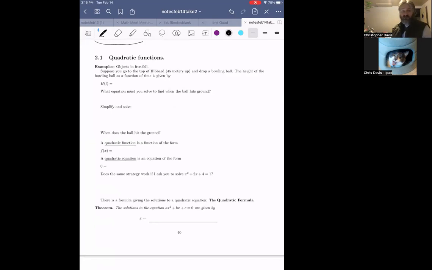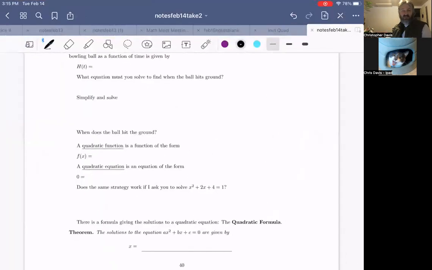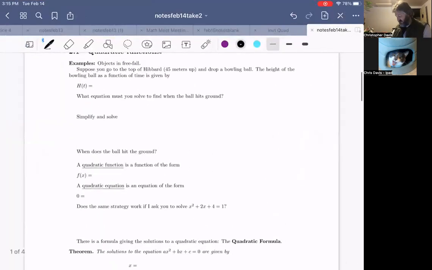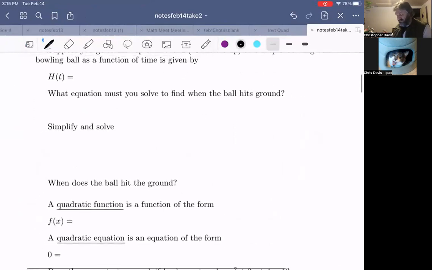Let's think about objects in free-fall. I know this will be slightly jarring, but there we go. I think that uses the screen space a little better. All right, objects in free-fall.